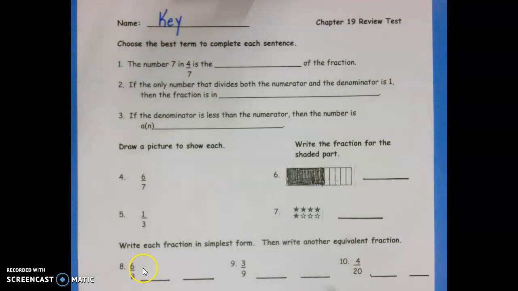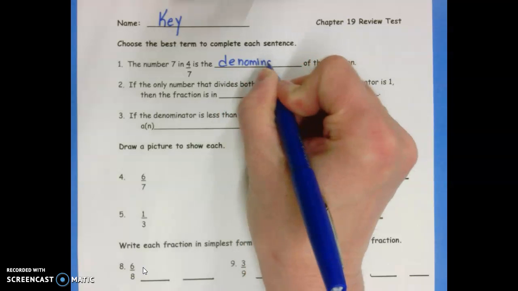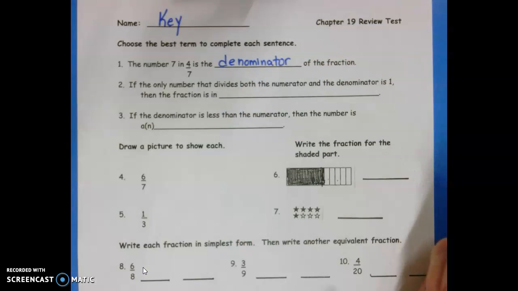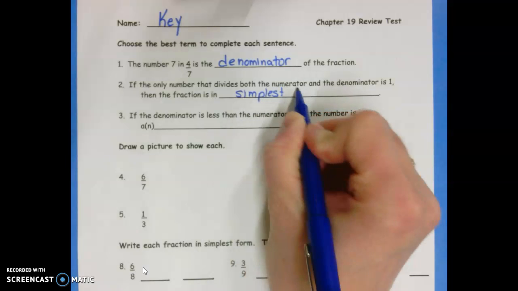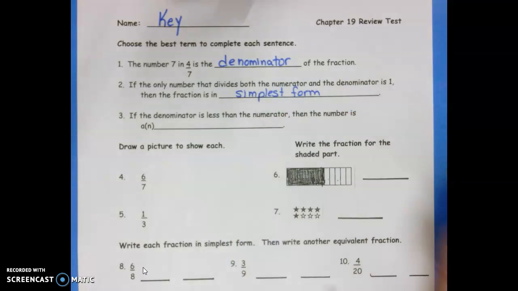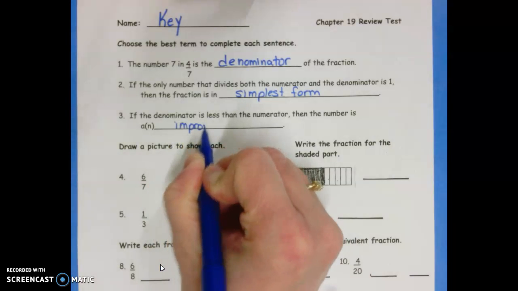Number one, the number 7 in this fraction 4/7 is the denominator. Number two, if the only number that divides both the numerator and the denominator is 1, then the fraction is in simplest form. Number 3, if a denominator is less than the numerator, then the number is an improper fraction.